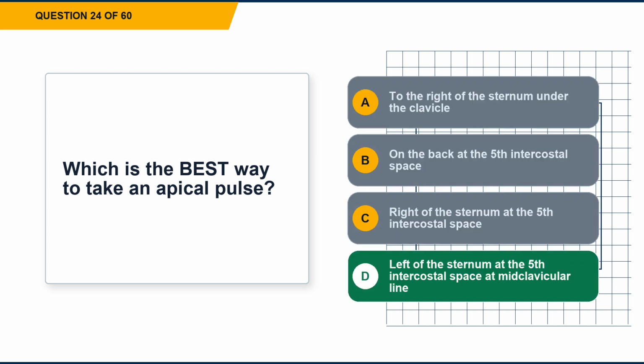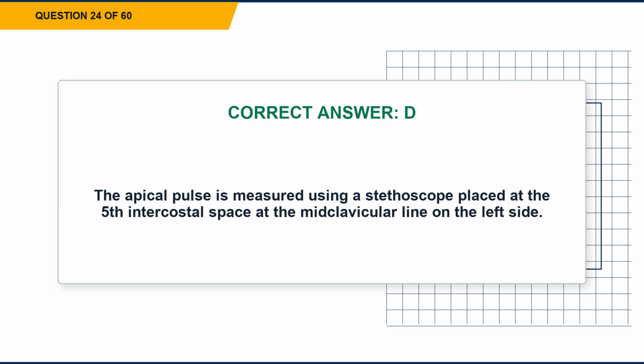The correct answer is option D. Left of the sternum at the fifth intercostal space at mid-clavicular line. Explanation. The apical pulse is measured using a stethoscope placed at the fifth intercostal space at the mid-clavicular line on the left side.